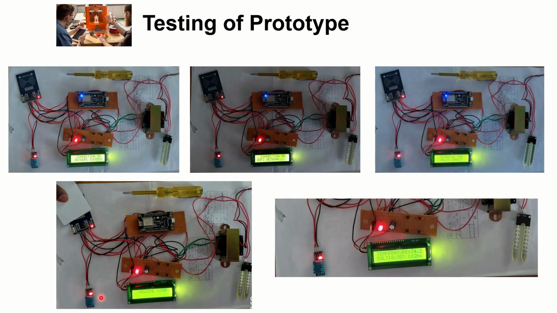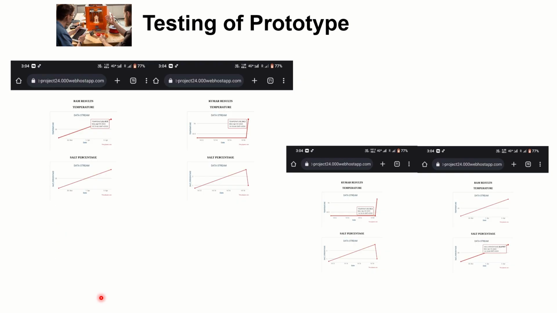In future, we are going to implement this sample retracting motor module with this Arduino sketch. This is the small prototype that we have implemented as of now. These are some snapshots of testing of the prototype. This web-hosted app indicates the temperature and the salt percentage of the users. This graph depicts how the salt content varied throughout the time. This is for Ram and this is for Kumar.